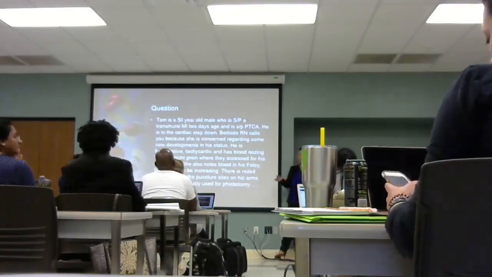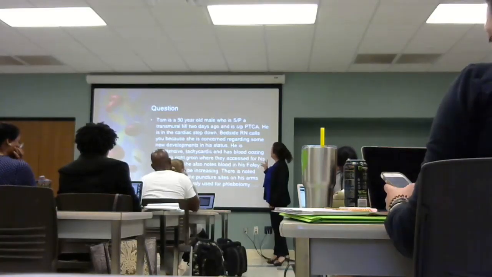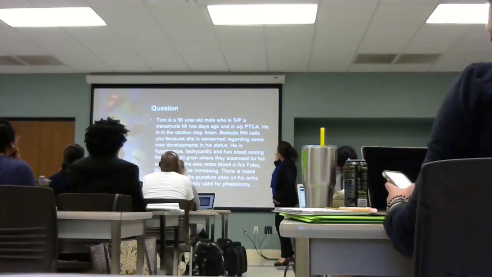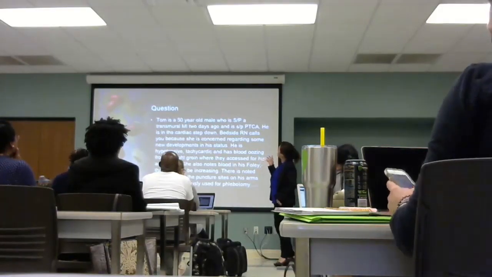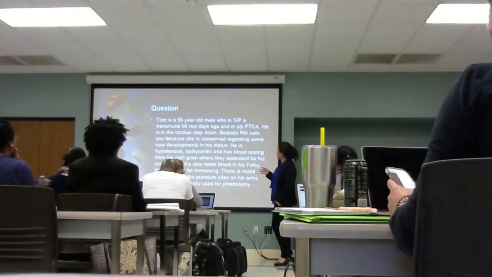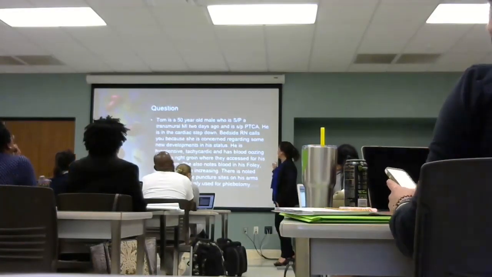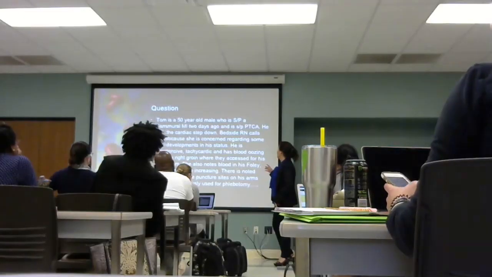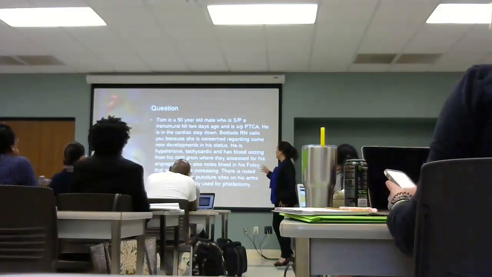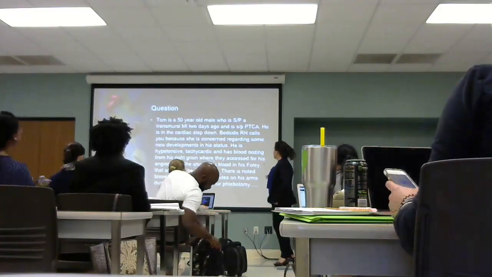All right? So this is a patient, a 50-year-old male, status post MI 2 days ago, who had a PTCA stent. In the step-down unit, the cardiac bedside nurse calls, concerned regarding some new development. He's hypotensive, tachycardic, with blood oozing from his right groin, where they accessed for his angiogram. She also notes that there's blood in the urine and it seems to be increasing. There's another bleed from the puncture site on his arm that was previously used for phlebotomy.